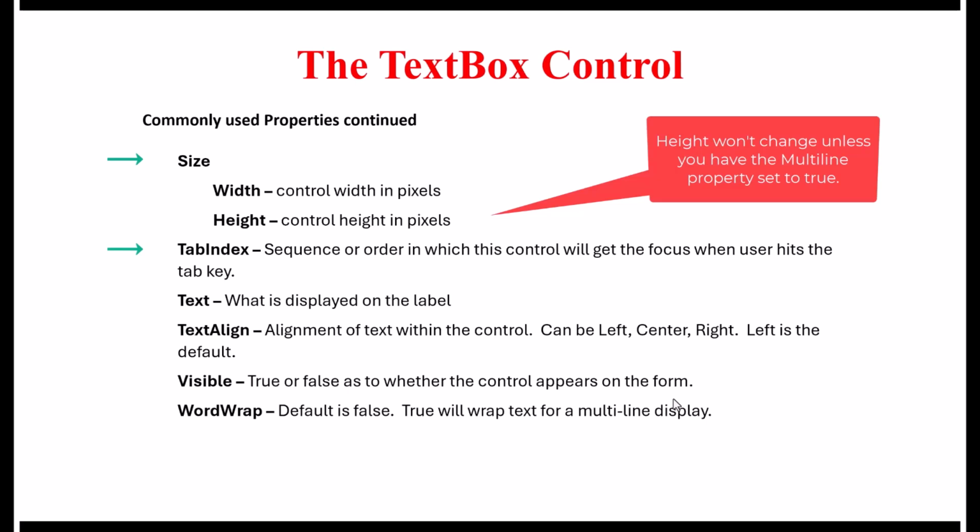There's a tab index control. This is a sequence or order in which this control gets the focus when the user hits the tab key. This and other controls all have a tab index control. The text: what is displayed on the text box itself.